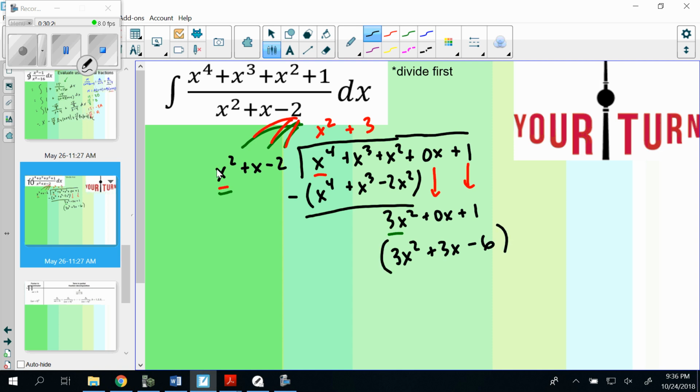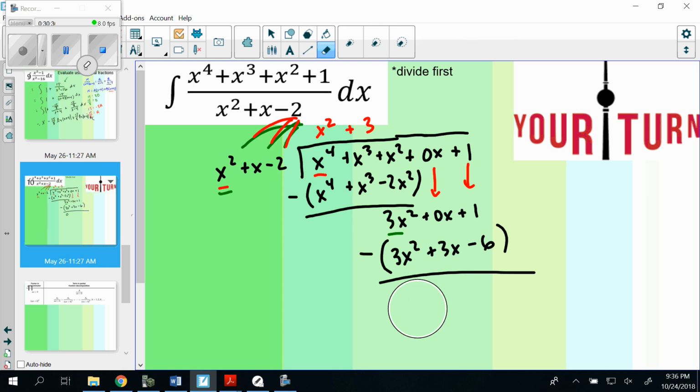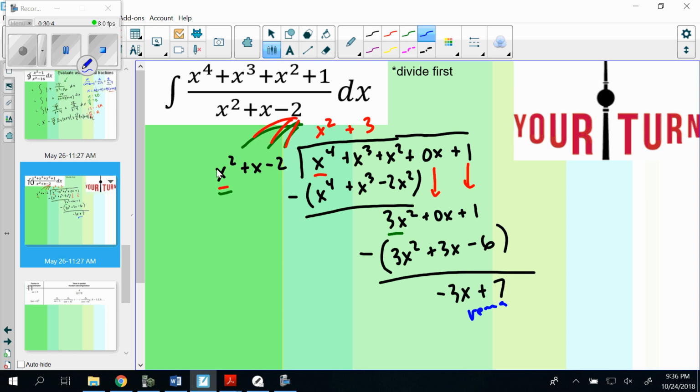Now we have to subtract again. So if we subtract these, that one's 0. There's not going to be anything left there. 0 minus 3x is going to be negative 3x. 1 minus a negative 6 is like adding, that'd be plus 7. That's our remainder here. And so our answer is going to be x squared plus 3 plus negative 3x plus 7 over what we are dividing by, x squared plus x minus 2.